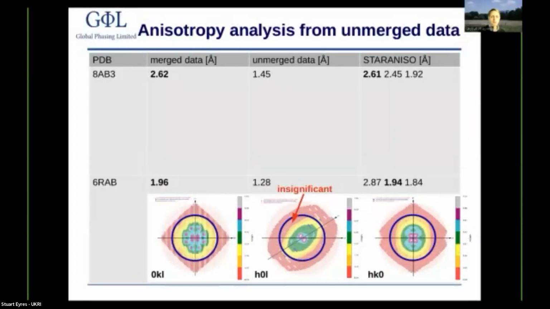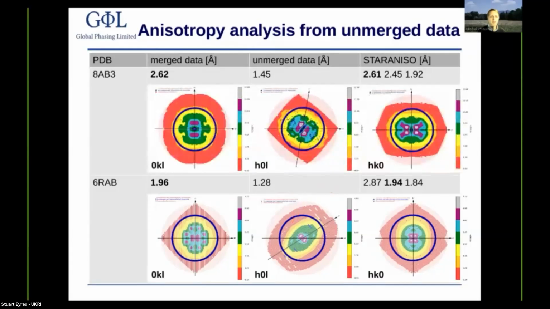6RAB, on the other hand, was refined against 2 angstrom data, while the STARANISO analysis of the deposited 1.28 angstrom unmerged data shows strong anisotropy, with the weakest direction going only to about 2.9 angstrom. In this case, some noisy and insignificant data would have been included in the refinement and density map calculation. But apart from the separate question of anisotropy, its proper analysis, treatment, and what effect it could have on the resulting density maps, this kind of analysis makes it clearer what the single resolution value attached to those PDB entries actually might mean. Clearly, 8AB3 is probably a bit better than the 2.6 angstrom value suggests, while 6RAB is possibly a bit lower than the 1.96 angstrom value attached to it.